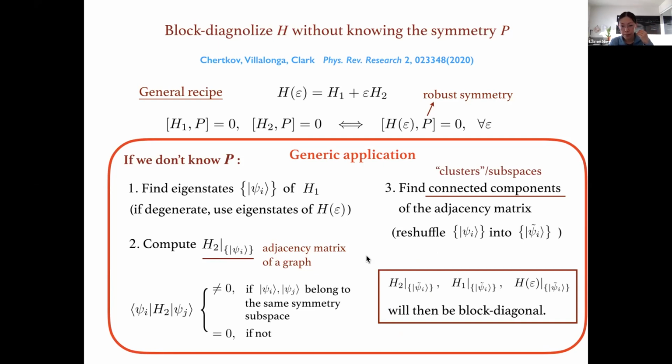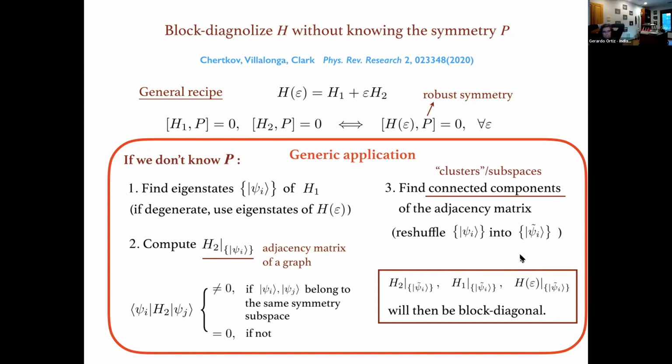So the extra step you need to take is to compute this adjacency matrix and find the connected components of the adjacency matrix. So this is all very technical, but I just want to show you and let you know that just based on linear algebra, we have a numerical procedure to find the block diagonal structure of a Hamiltonian or a time evolution operator, even without knowing explicitly what the symmetries are.